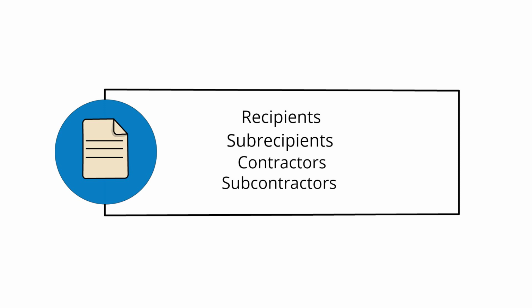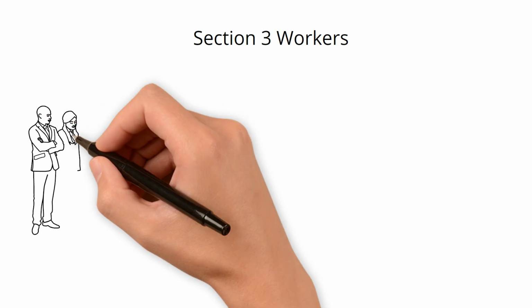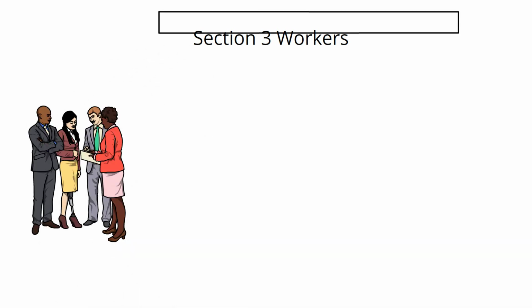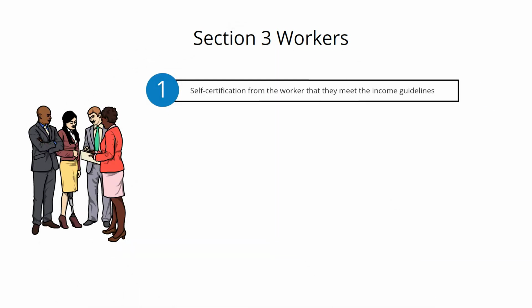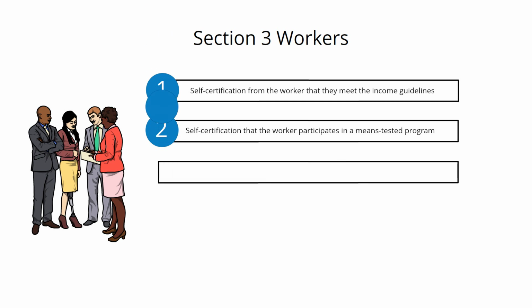to document eligibility. For Section 3 workers, one of the following certifications must be maintained to document eligibility. 1. Self-certification from the worker that they meet the income guidelines. Or 2. Self-certification that the worker participates in a means-tested program, such as public housing or Section 8 assisted housing. Or 3. Self-certification that the person is a youth build participant.